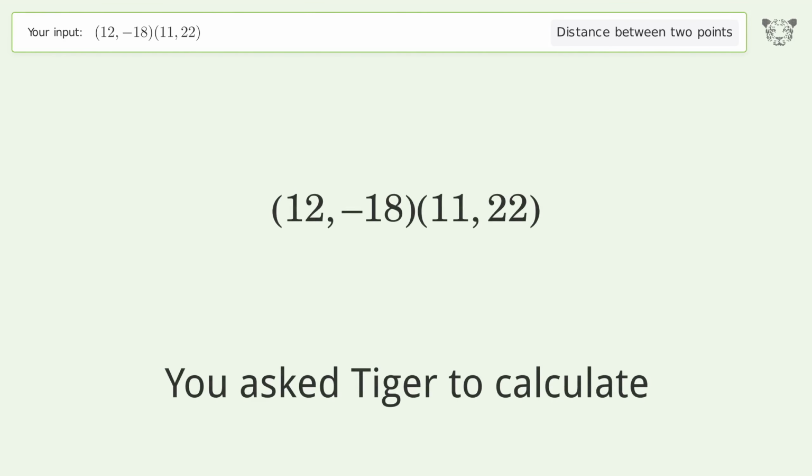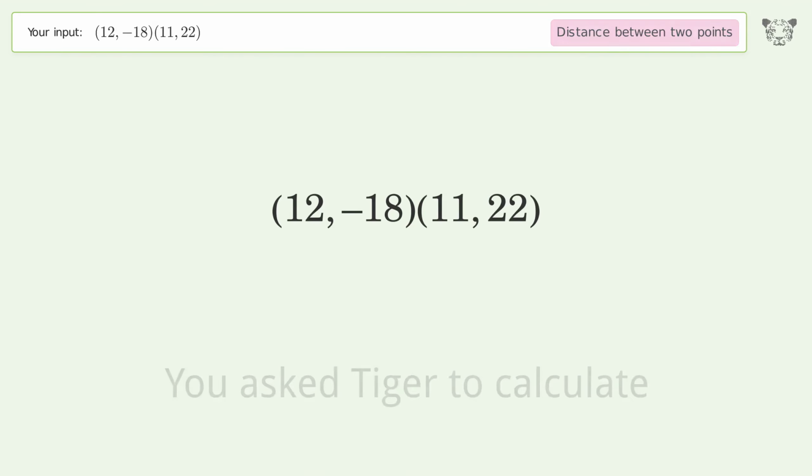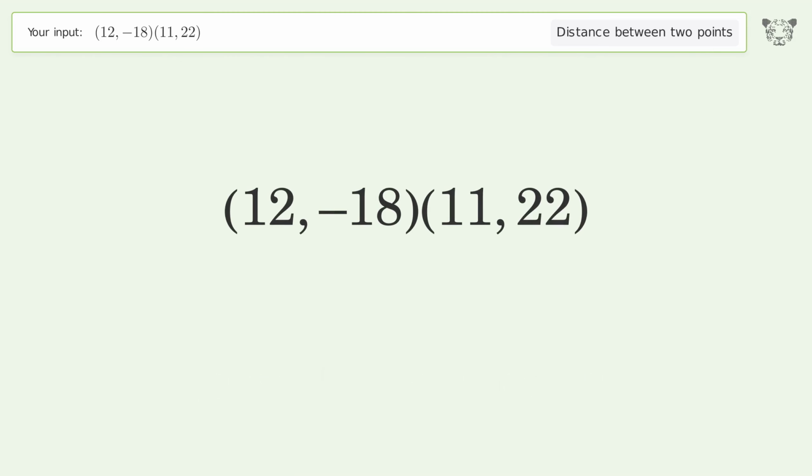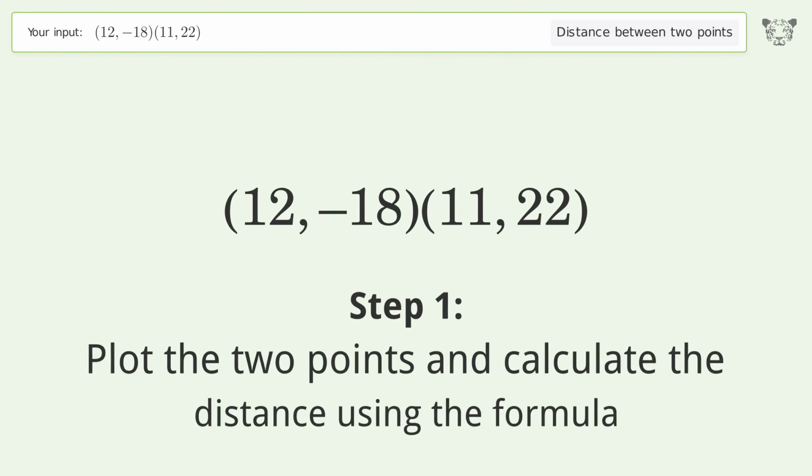You ask Tiger to calculate. This deals with the distance between 2 points. The distance between the 2 points is the square root of 1601, or 40.012. Let's solve it step by step. Plot the 2 points and calculate the distance using the formula.